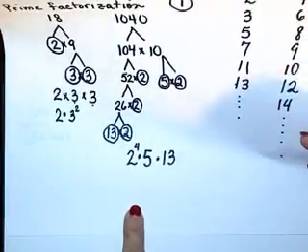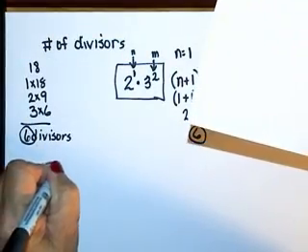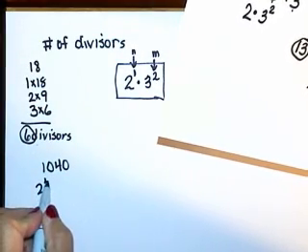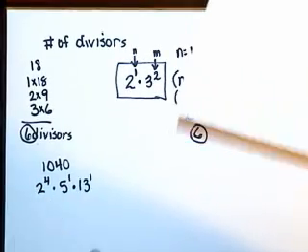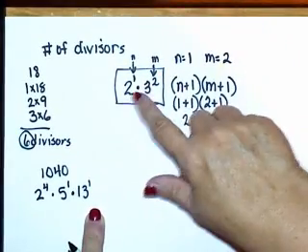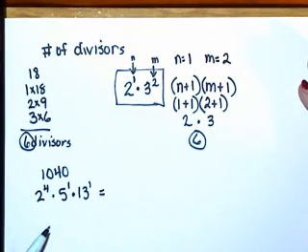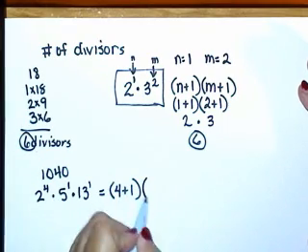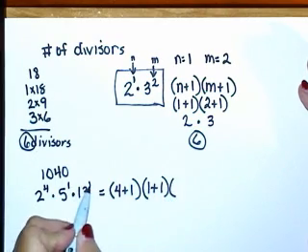Now, let's look at 1040. 1040 represented as 2 to the fourth power times 5 to the first power times 13 to the first. So here we have 3 of these. So we have an N and an M and a P, if we want to say that. So the number of divisors then would be 4 plus 1 times 1 plus 1 times 1 plus 1.